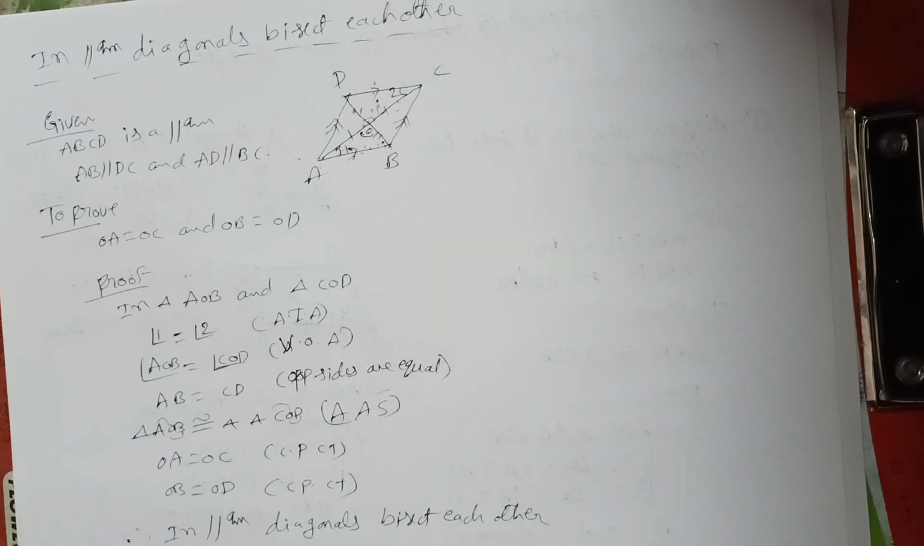So, what are the total properties today we have learned? First one is in parallelogram, opposite sides are equal, opposite angles are equal, diagonal divides it into two congruent triangles, and diagonals bisect each other.